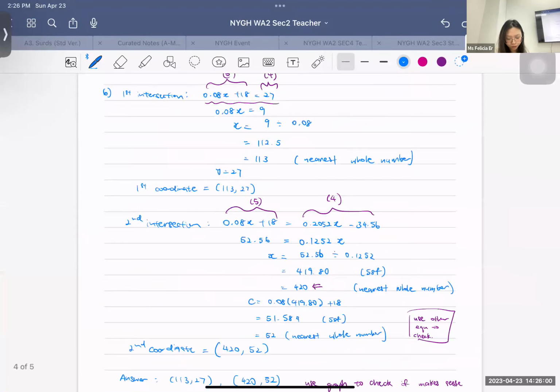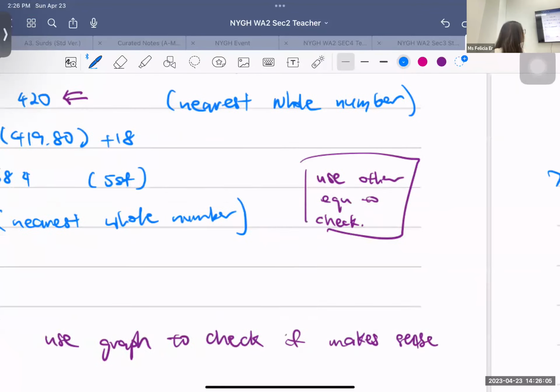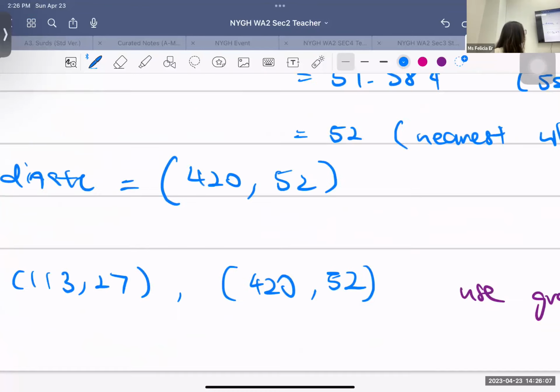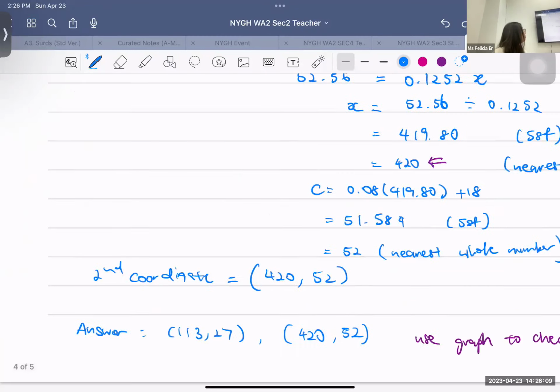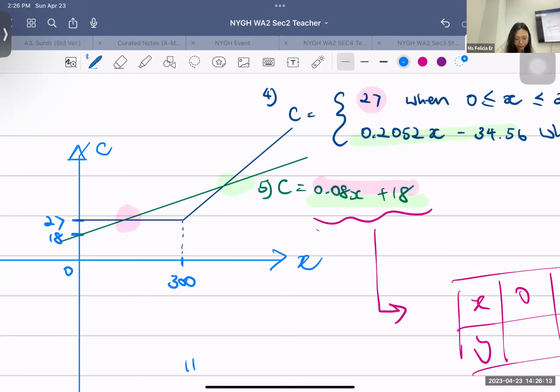Okay, so same thing, use the graph to check if it makes sense. These are my answers. Then you ask yourself, in my graph, one of my coordinates is this. Does it make sense? It does, because it fits this. This is definitely lesser than 150, right? Does it make sense? Yes. And then is it at 27? Yes. So my answer makes sense according to the graph.